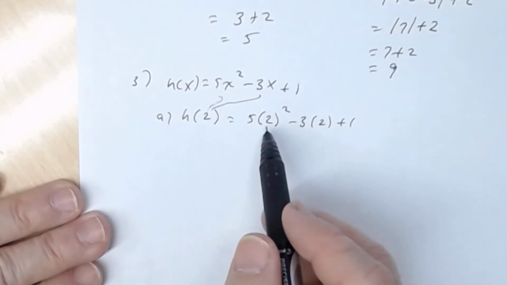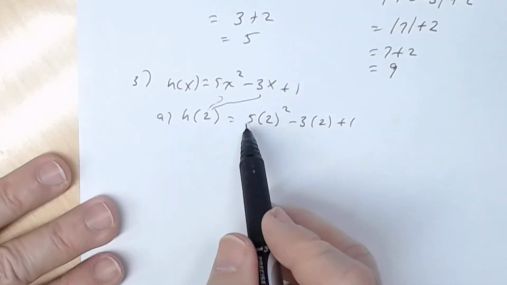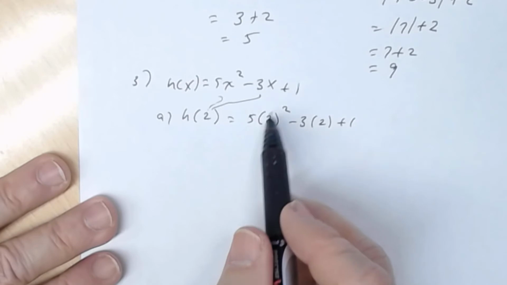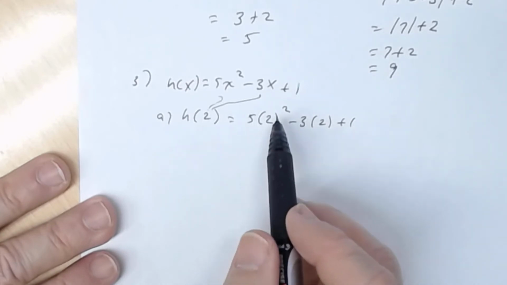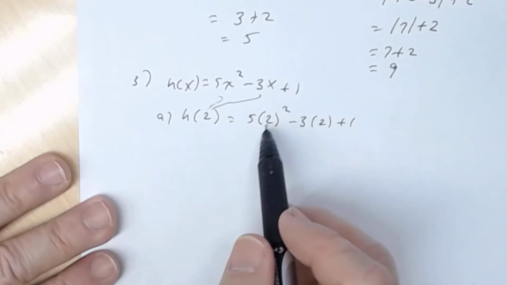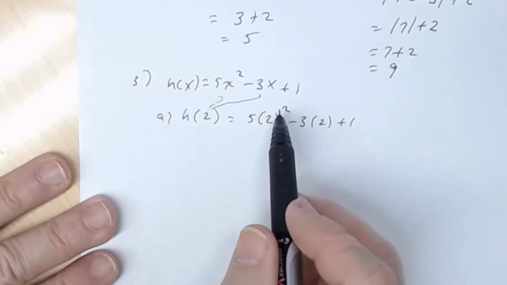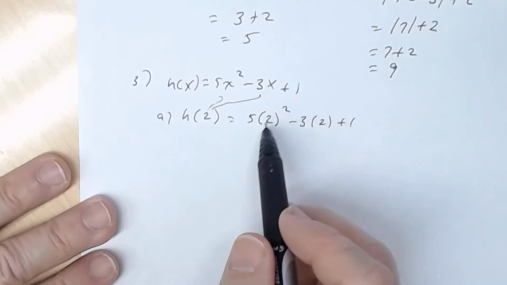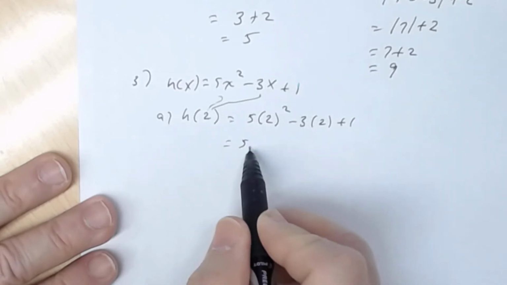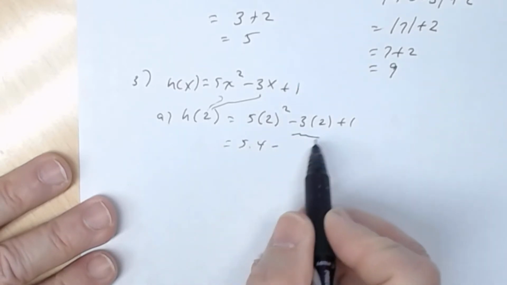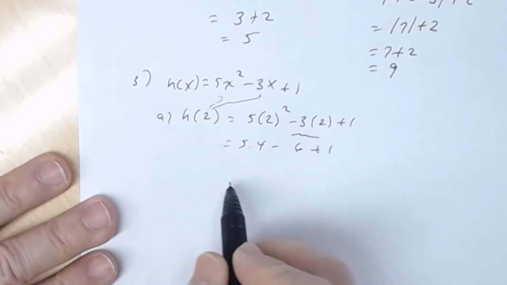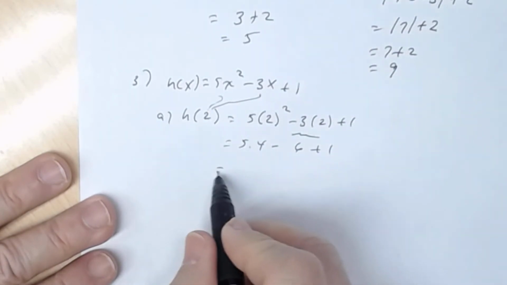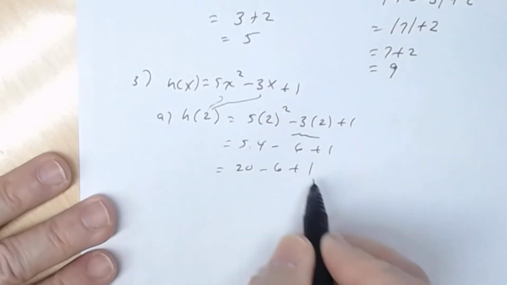And so remember the order of operations. Don't make the mistake and say 5 times 2 is 10 and then square that, because 5 is not being squared. The only thing being squared is 2. And remember in the order of operations, you got to do exponents before you multiply. So 2 times itself is 4. So that's 5 times 4, and then minus 6 and then plus 1. And then 5 times 4 is 20. So you get 20 minus 6 plus 1.